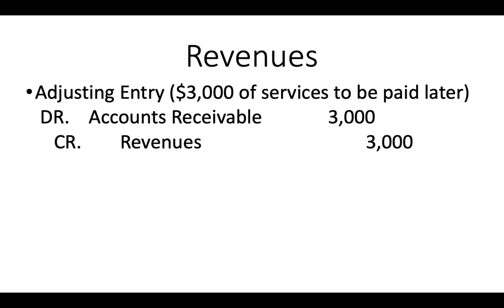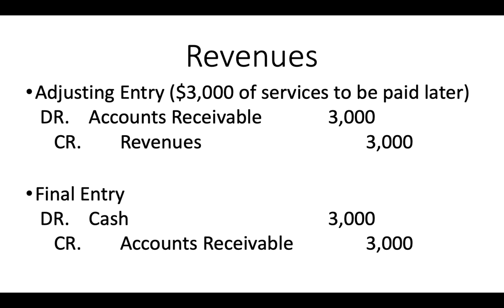Again, the revenue recognition principle requires us to record revenues when they're earned. In this case, we've earned this money. We haven't been paid yet, but we've earned it. And so we debit accounts receivable and credit revenues. And then when we actually get paid for this, debit cash $3,000, credit accounts receivable $3,000.